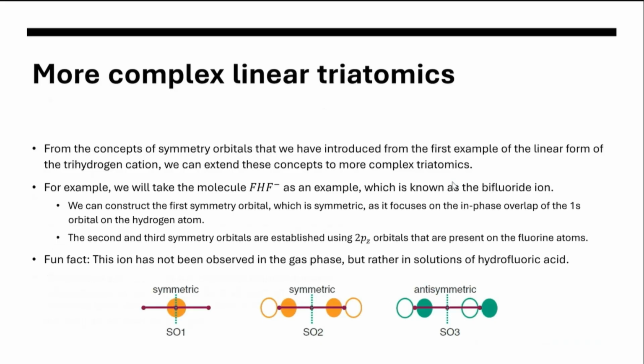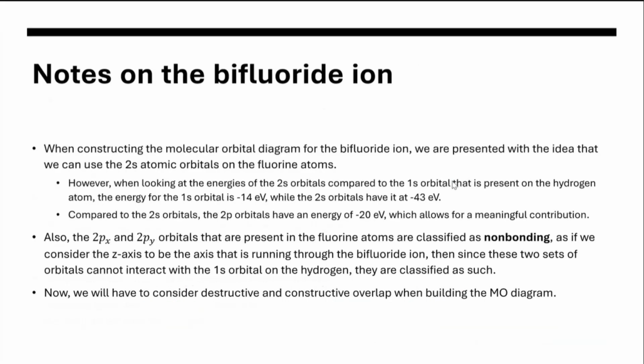And because we have fluorine atoms at each end, they also have 2p orbitals. So, because these orbitals can only participate in sigma bonding with that 1s orbital on hydrogen, we use 2pz orbitals to construct our second and third symmetry orbitals. And fun fact, this ion has not been observed in the gas phase, but rather in solutions of hydrofluoric acid, for example.